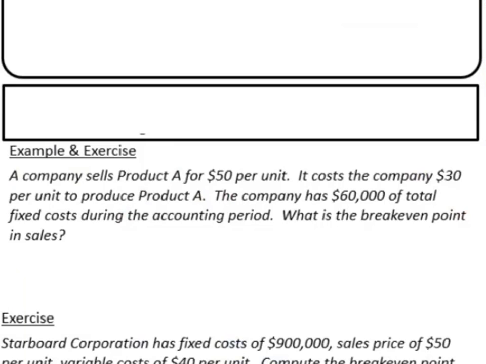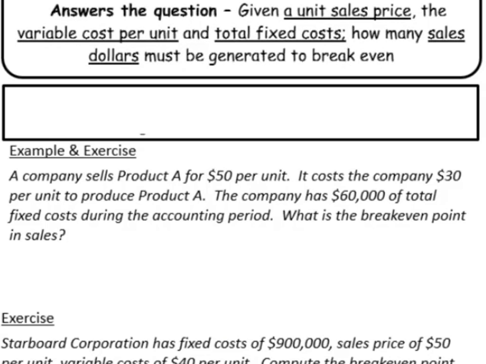Now let's go on and talk about some other subject matter. And this is calculating a break-even point in sales. And this answers a question. Given that you have a unit sales price, in other words your selling price, you also know your variable cost per unit and your total fixed costs, how much sales dollars must be generated to break even? So how much do we have to have in sales in order to break even?